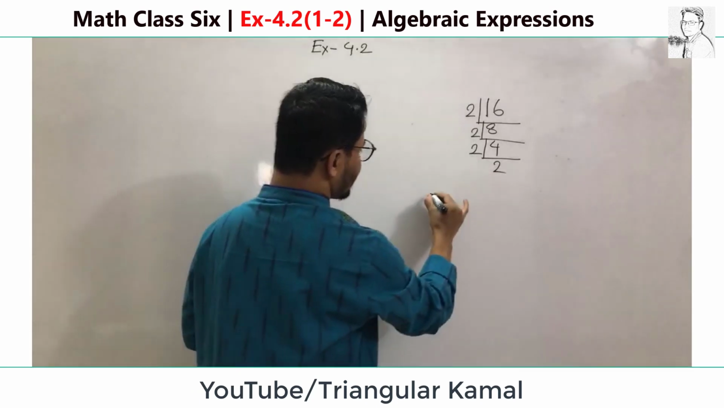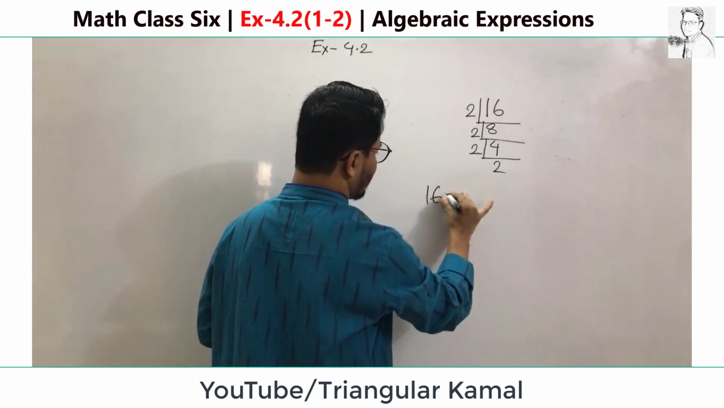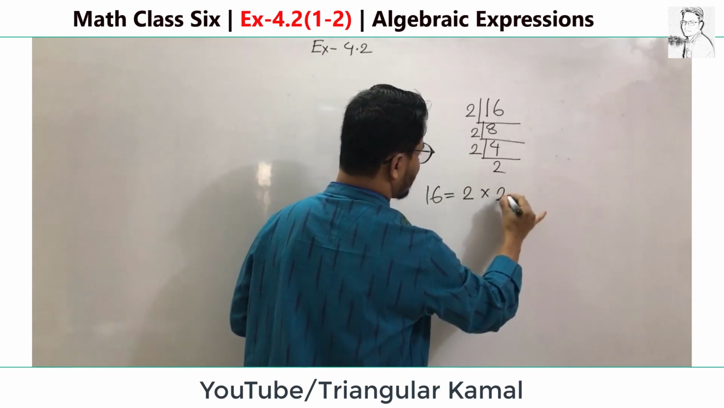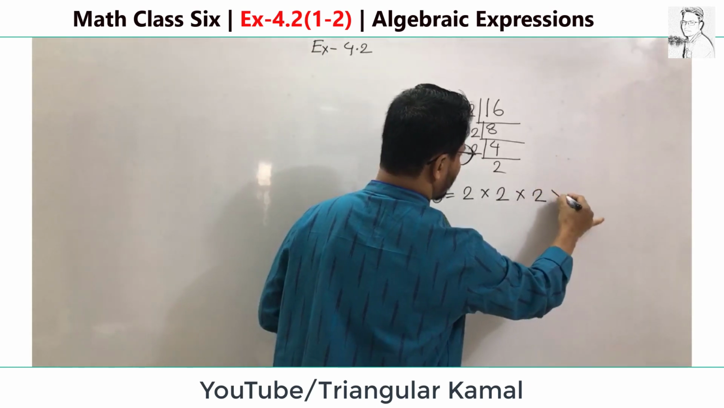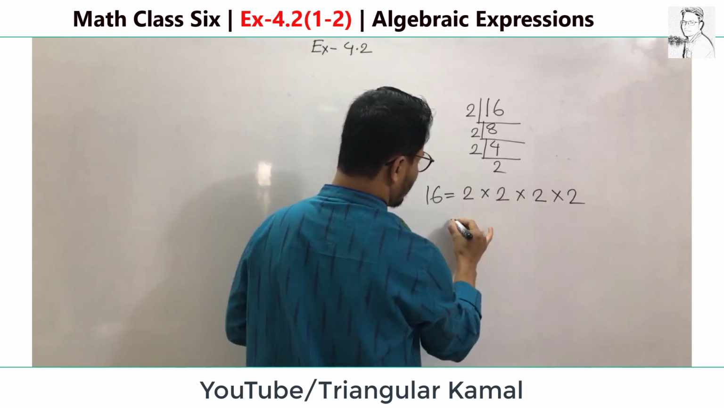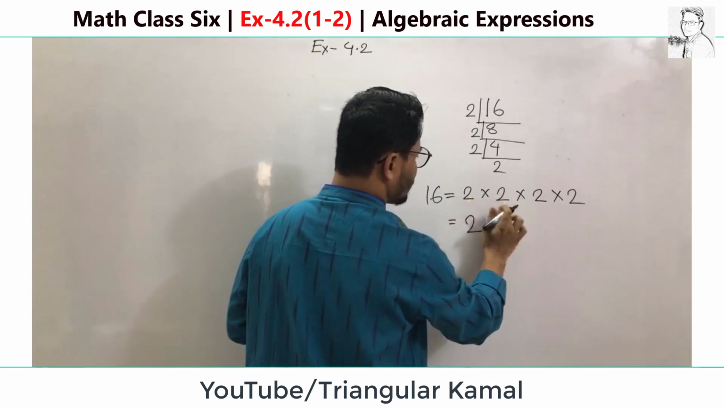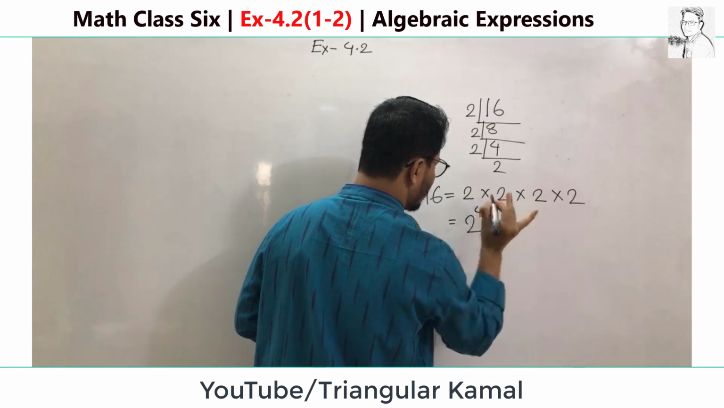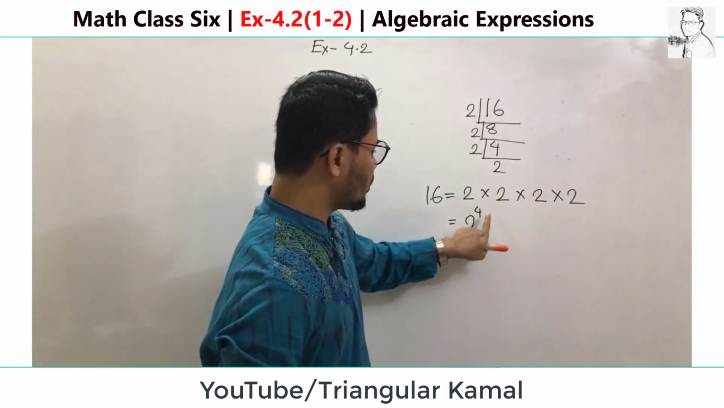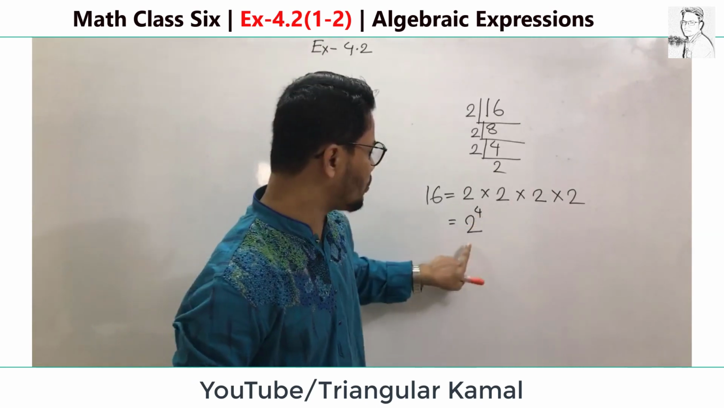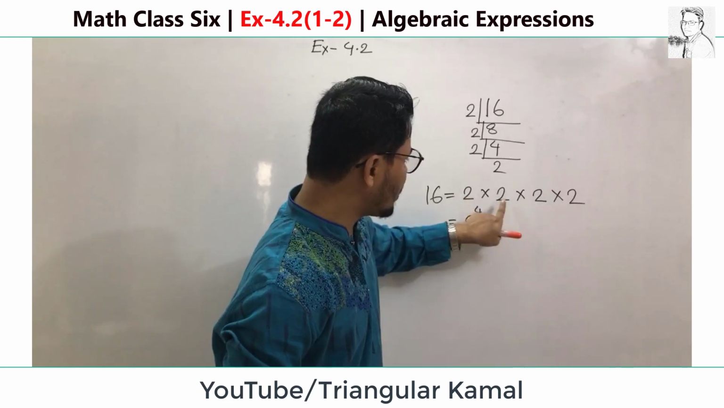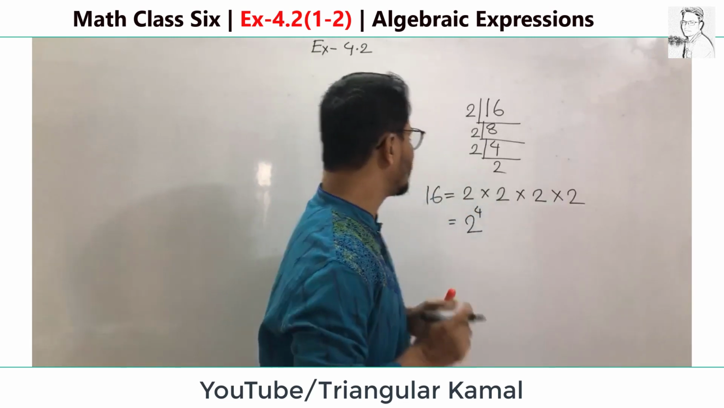Now in 16, what we see here, 16 is the multiplication of 2 multiply 2 multiply 2 multiply 2. And 1, 2, 3, 4. That means we can write here 2 to the power 4. So this 2 to the power 4, that is our fourth power of 2, indicates the 2 multiply 2 multiply 2 multiply 2.